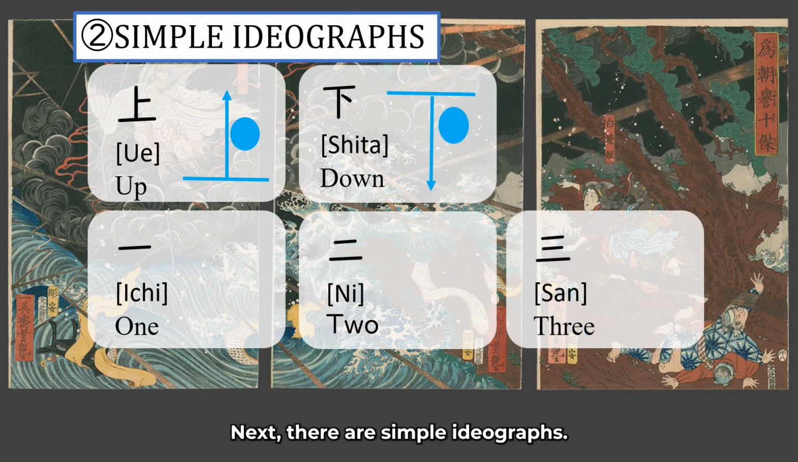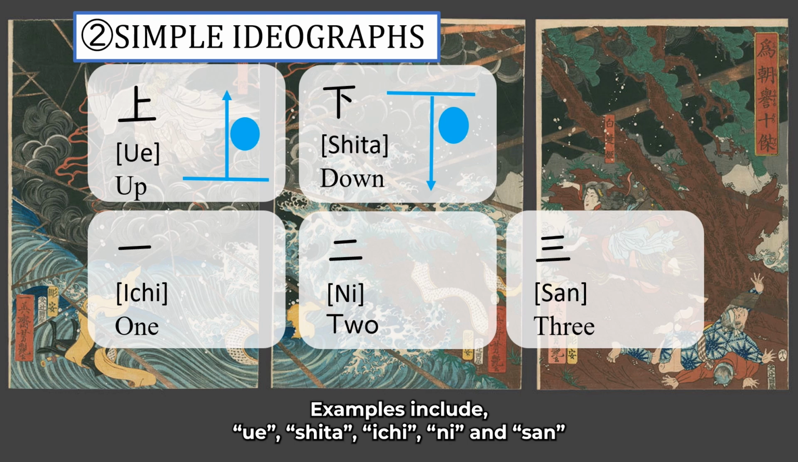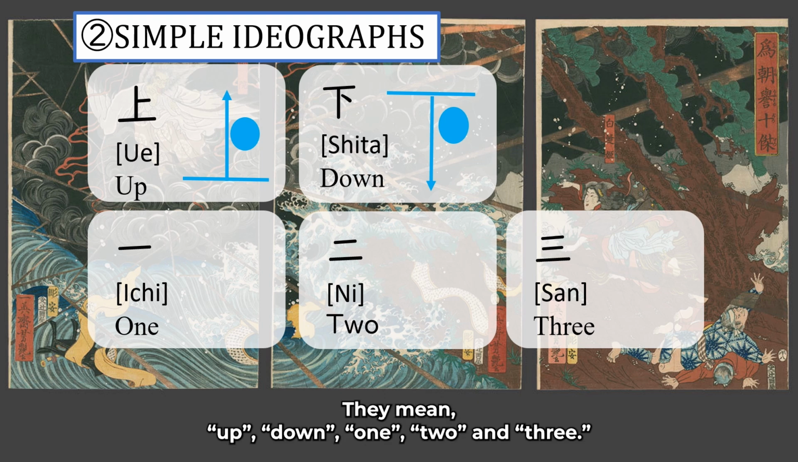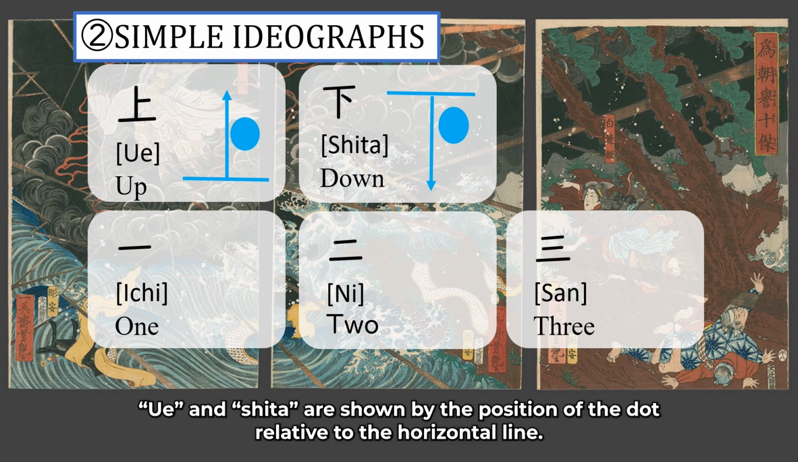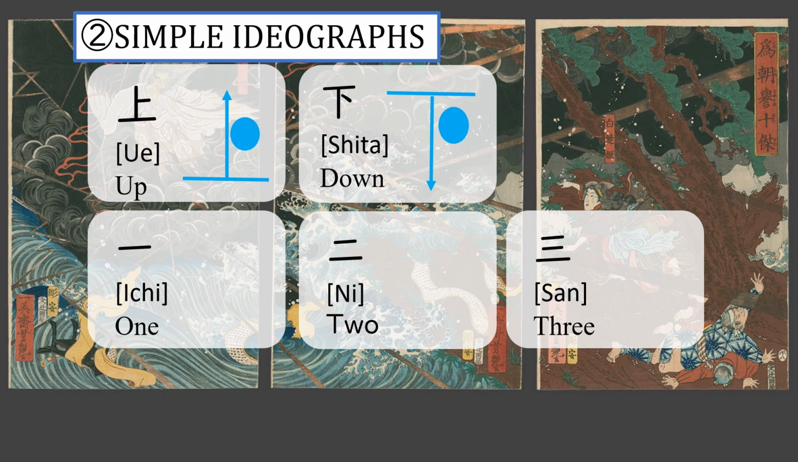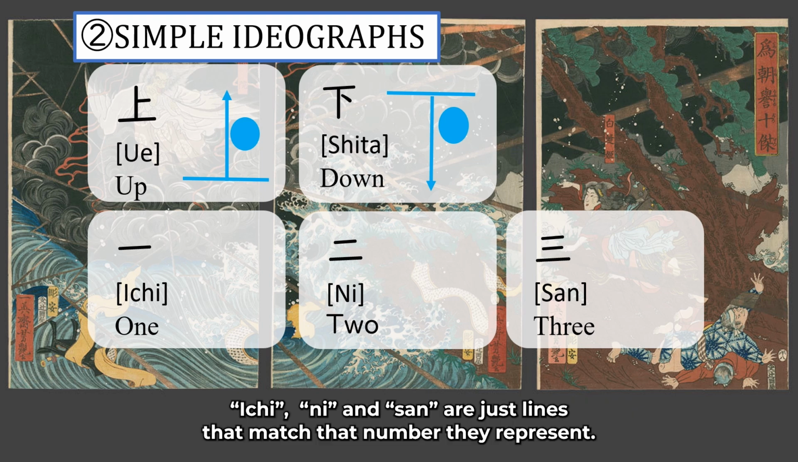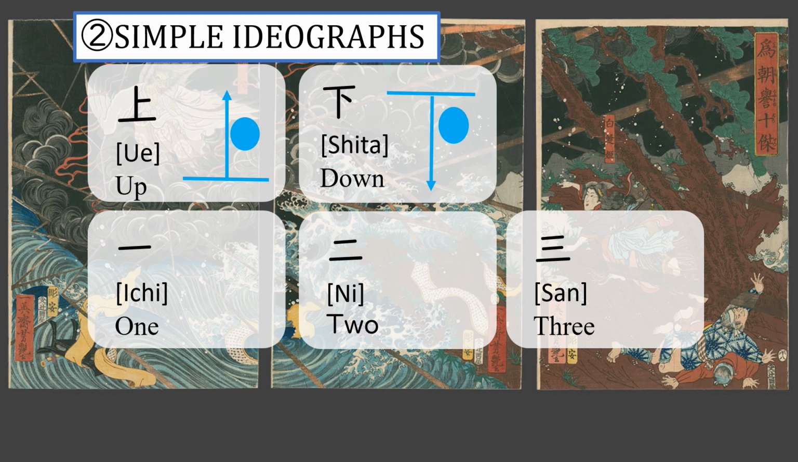Next, there are simple ideographs. Examples include ue, shita, ichi, ni, and san. They mean up, down, 1, 2, and 3. Ue and shita are shown by the position of the dot relative to the horizontal line. Ichi, ni, and san are just lines that match the number they represent.